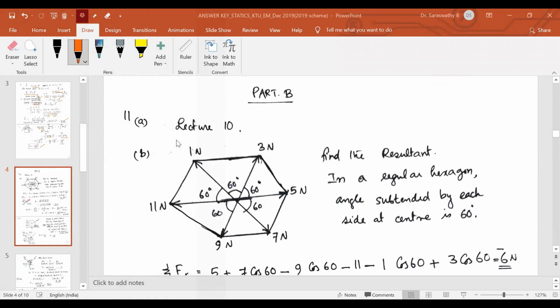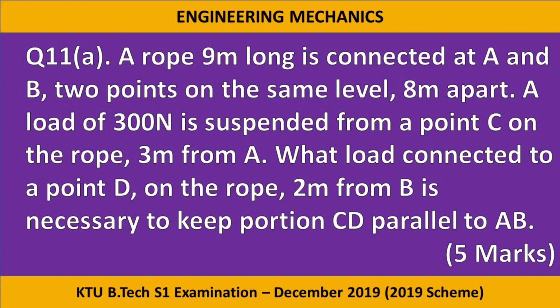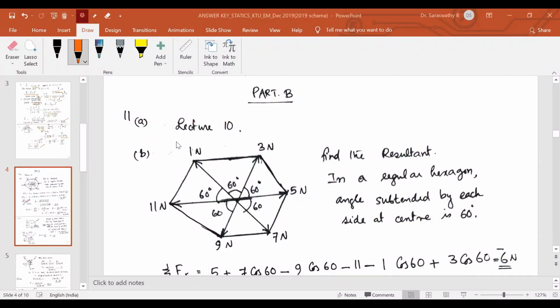Question 11A. A rod 9 meter long is connected at A and B, 2 points on the same level, 8 meter apart. A load of 300 Newton is suspended from a point C on the rod, 3 meter from A. What load connected to a point D on the rod, 2 meter from B, is necessary to keep portion CD parallel to AB? This question I have discussed in detail in my lecture video 10.